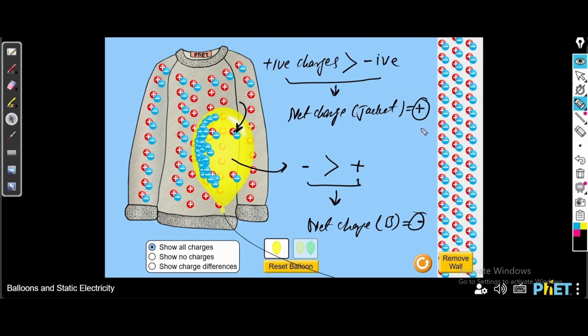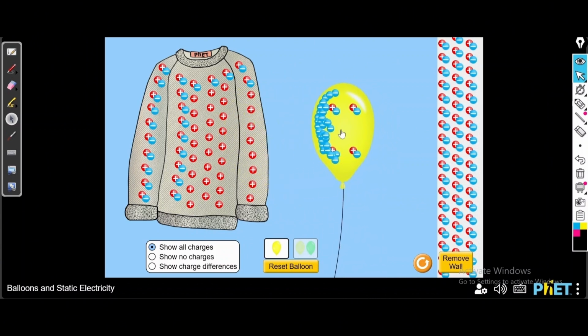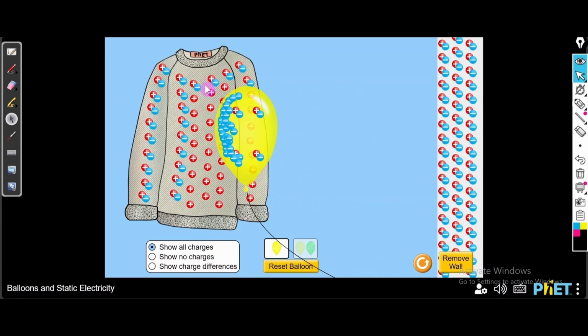So there will be a force of attraction between these positive and negative charges, and therefore these two bodies attract each other. The net charge on the jacket is positive and the net charge on the balloon is negative, and hence there is a force of attraction between these two bodies.